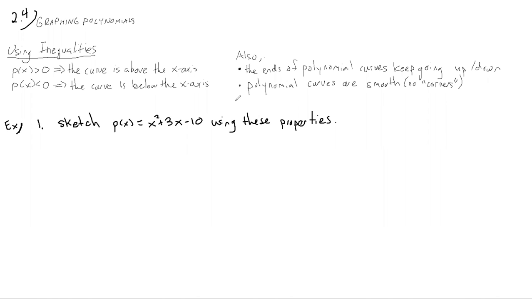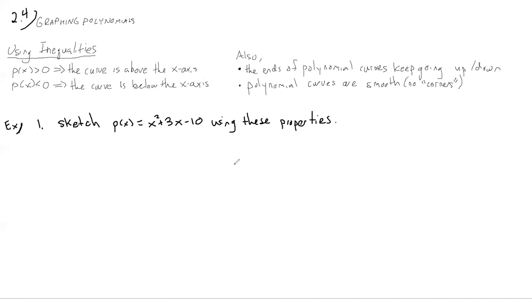We're going to start with this example here of sketching a polynomial. It's a quadratic, so we do know it should be a parabola. It'll be x squared plus 3x minus 10. And what we're going to do is use some properties that hopefully will make a little bit of sense that are listed above. The two big ones are going to come from the inequalities that we've talked about. So if the polynomial is greater than 0, what that means graphically is that that portion of the curve occurs above the x-axis. And if p of x is less than 0, that means y is negative. So that portion of the curve will occur below the x-axis, below the horizontal.